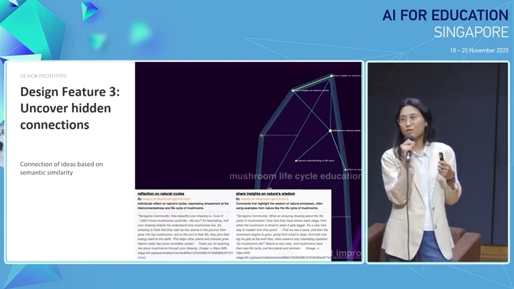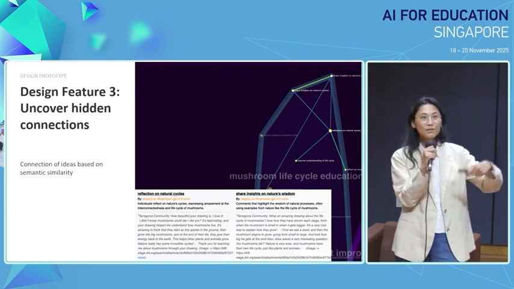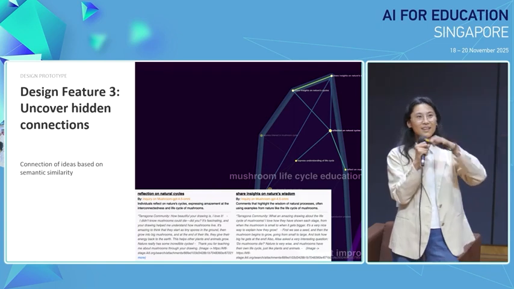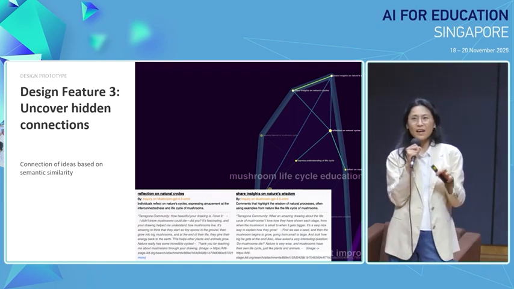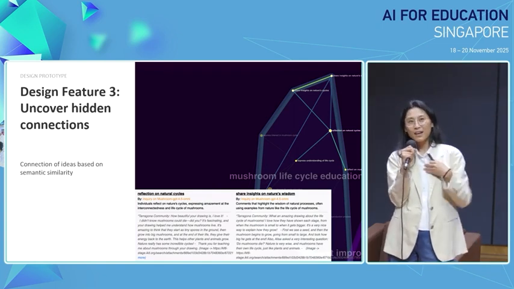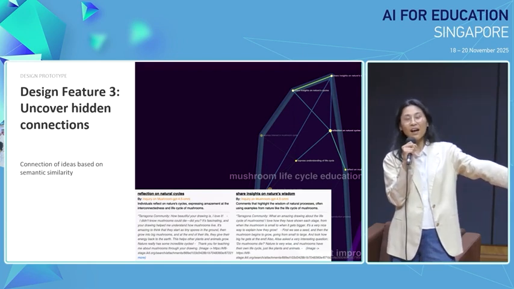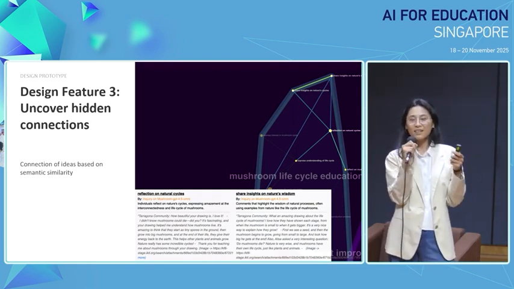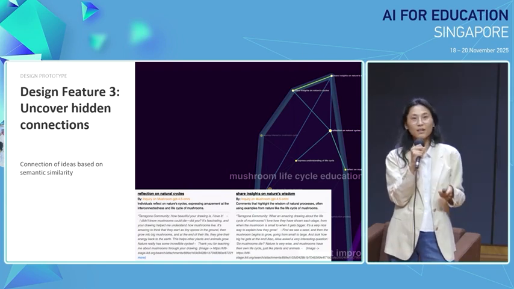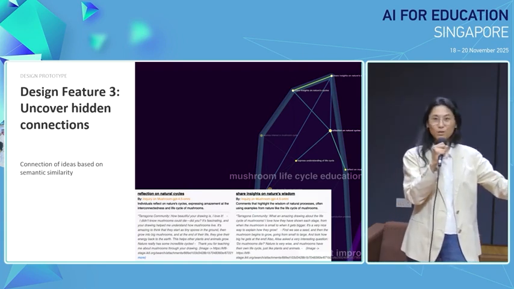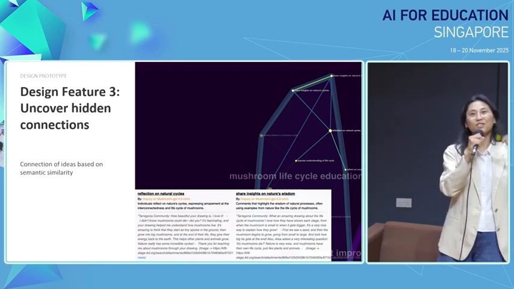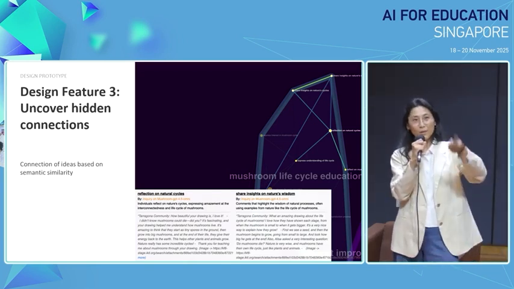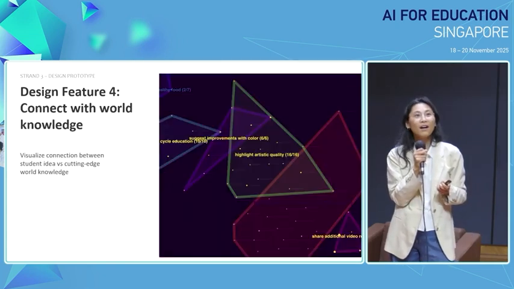The third design feature is being able to uncover hidden connections. Because right now in Knowledge Forum, unless someone directly built onto my idea, I can't see the connection. Or unless I take the time to explore the entire knowledge space, I don't always see connections between my idea and someone else's ideas. So this feature allows students to uncover some of the hidden connections using semantic similarity. That means even if another student is sharing an idea that's not directly related to my node, I will be able to pick this up.